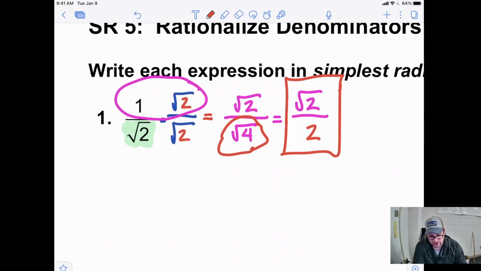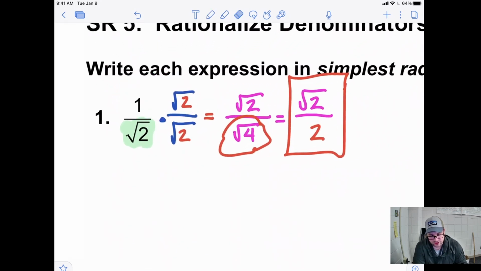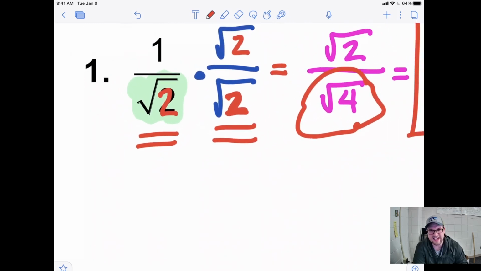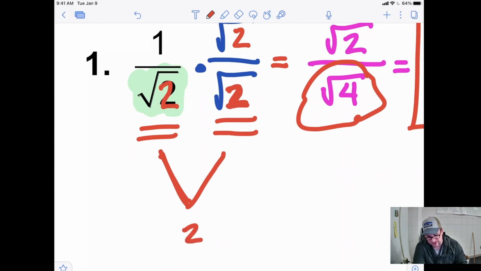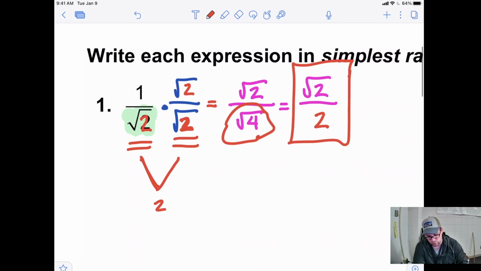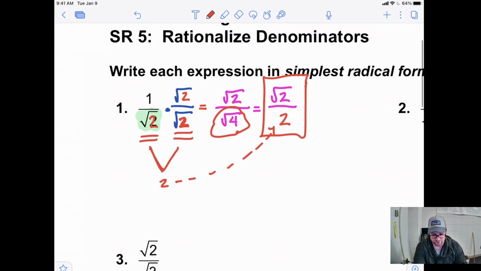Now, I want to try to shortcut that a little bit, and I want you to notice something. Whenever you multiply the square root of a number by the square root of that exact same number, so in this case we had 2 and 2, the two square roots essentially cancel each other out, and you're just left with whatever was inside the square root, which is why 2 ends up in the bottom of our fraction. We're going to try to make sense of that as we do a few more problems.